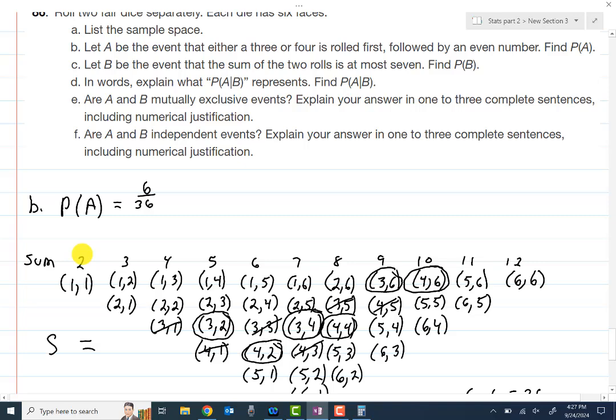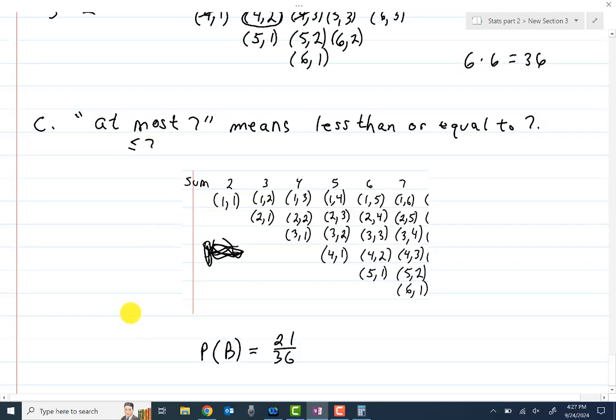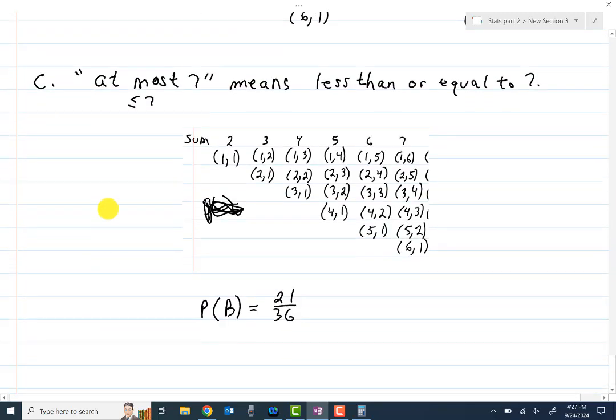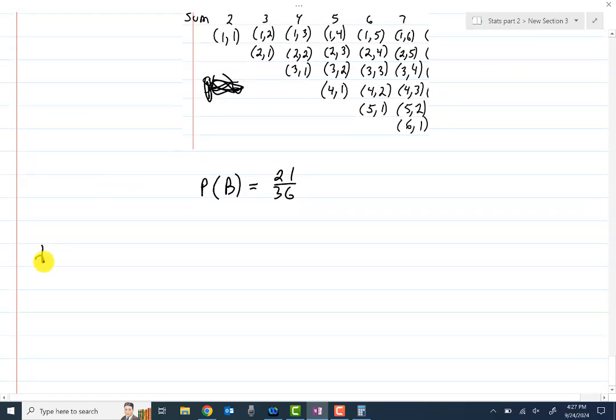Part D, what is P of A given B? Now, there's a couple of ways of doing it. You could say this is assuming that B has already happened. So the probability of A, assuming that B has already happened.